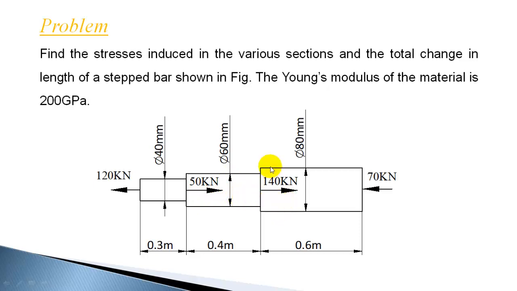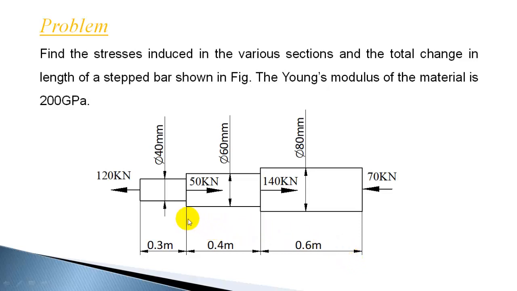Even the third section has a uniform cross section, and the cross section is circular with a diameter of 80 mm. Loads are acting at the junctions, so you need to find out the force in each section. The lengths are given as 0.3 meter, 0.4 meter and 0.6 meter.